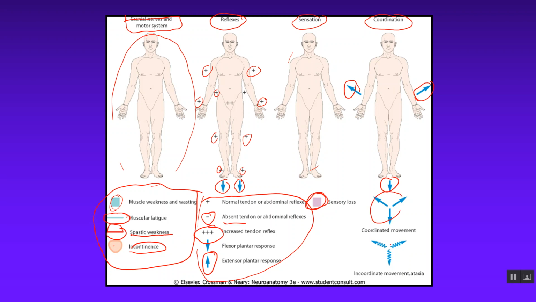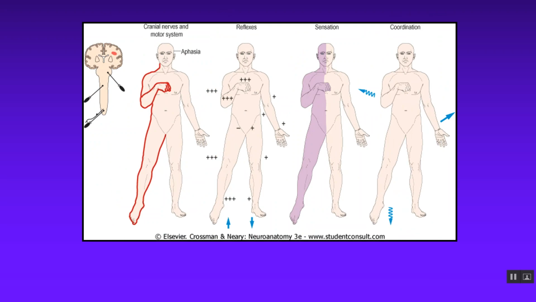And then coordinated movement: you'll see if it shows this little squiggly line, that means it's uncoordinated movement. That's ataxic type movement, usually indicative of more of a cerebellar problem. And so here is the whole thing for somebody with a stroke. So in one shot, you can look at all the problems that a person with a stroke has.